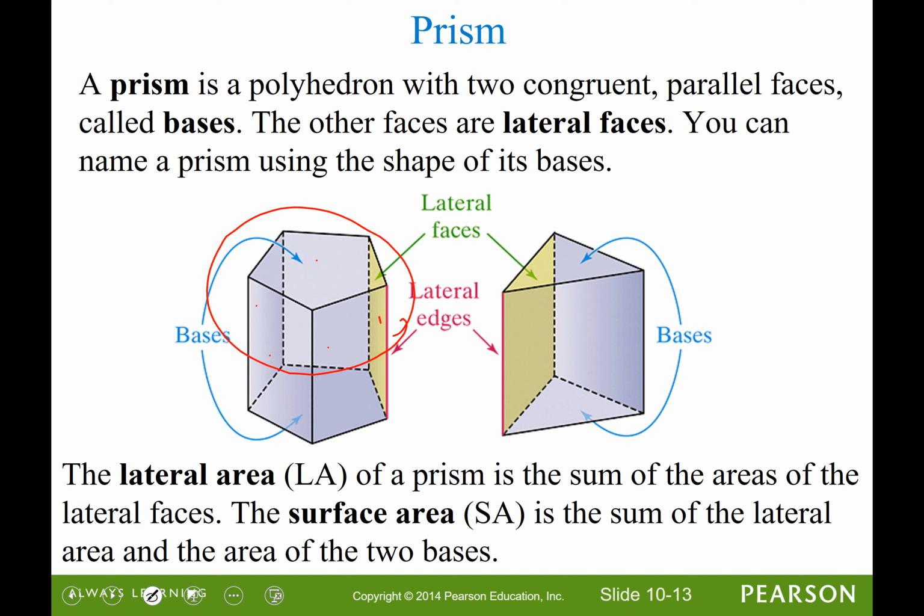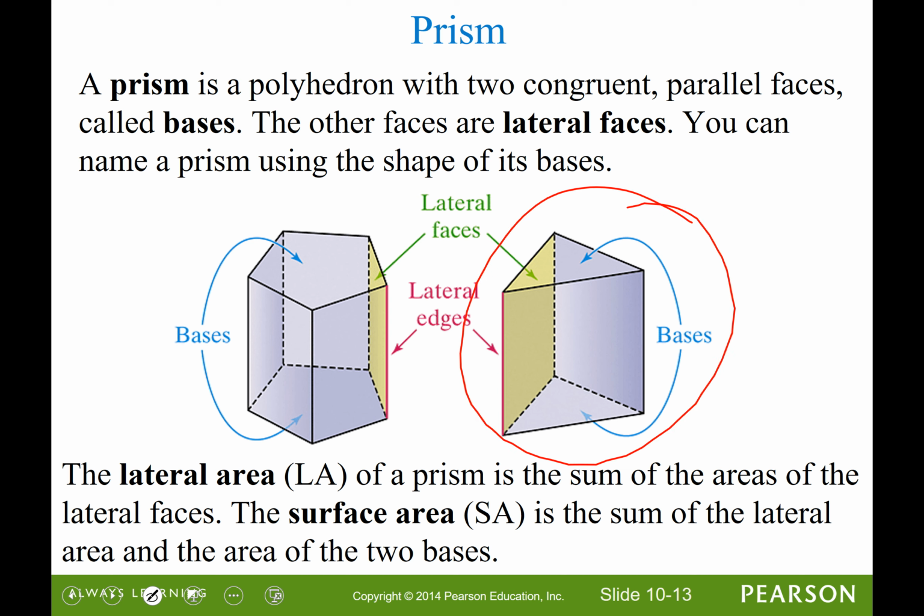pentagons. All right, here's another example. This right here is called a triangular prism. Of all the faces up there, only 2 are congruent and parallel, and that would be this triangle and this triangle. Therefore, they are the bases. The others, the rectangles, are the lateral faces, and then we also have lateral edges.